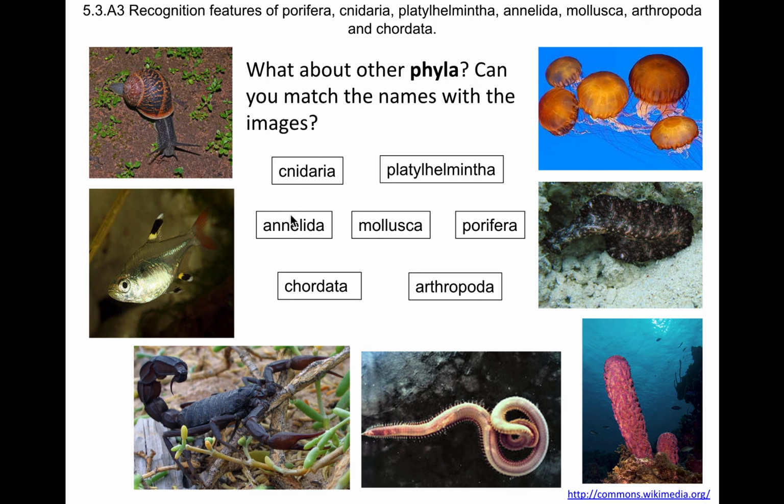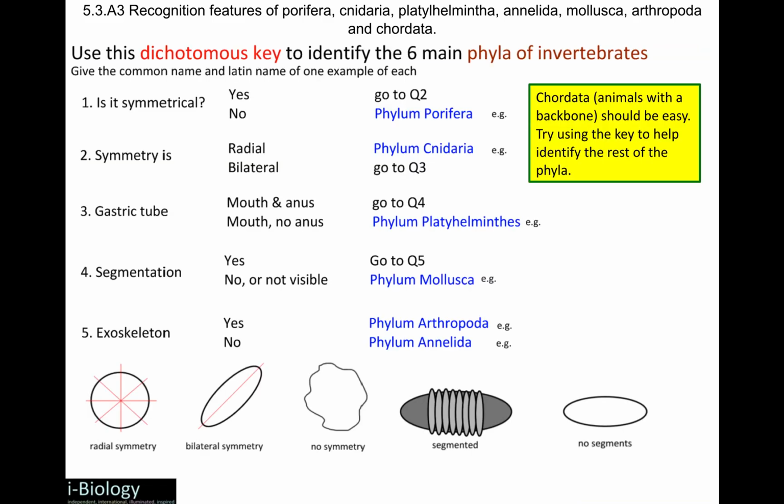Take a moment, pause, and see if you can put these different phyla names with these images and figure it out. Okay, I bet you couldn't figure it out. Let's try to get you to use this key in order to figure one out. This is called a dichotomous key, and it's just like that choose-your-own-pet visual that I gave you in the beginning. A dichotomous key helps you identify the 6 main phyla of invertebrates here.